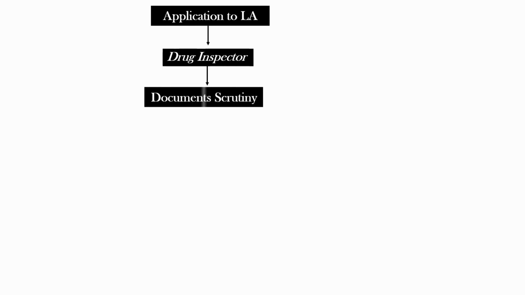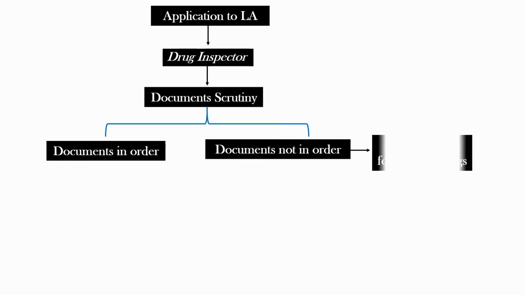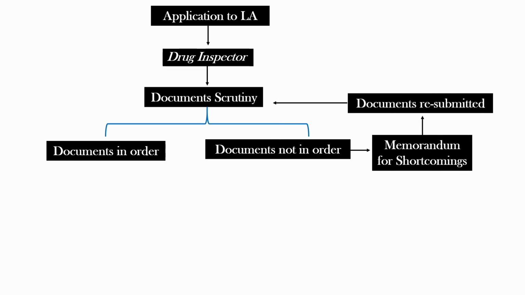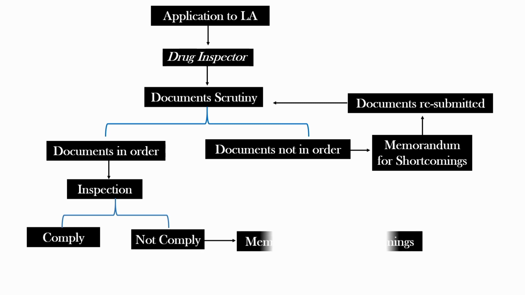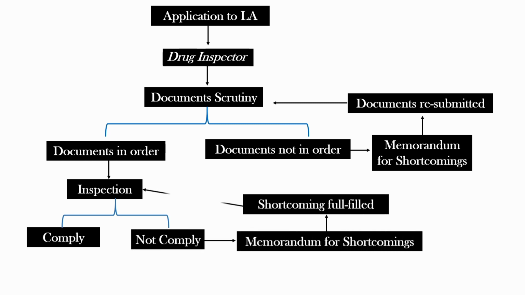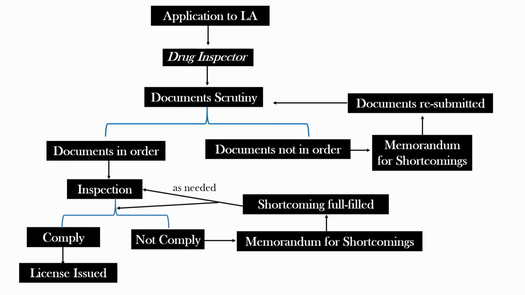That is, application to the licensing authority through drug inspector, and then document scrutiny. Documents are in order or documents are not in order. If documents are not in order, then a memorandum of shortcoming is issued and those documents are required to be resubmitted. When the documents are in order, there is inspection. On inspection, the conditions may comply or not comply. If not comply, then a memorandum of shortcoming is issued and the shortcomings are required to be fulfilled. If the conditions on inspection comply, then the license is issued.